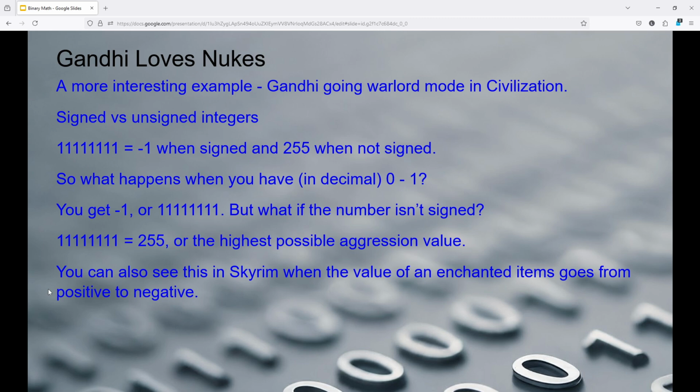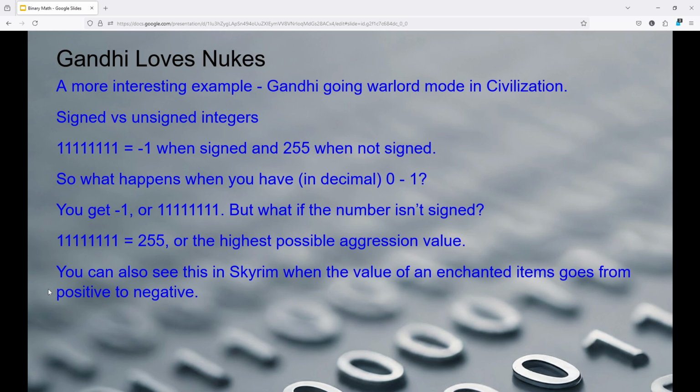So what happened? Well, if you have a byte, 8 bits, and every bit is turned on, so you have 8 ones. Well, there's 2 ways that can be represented. That can either mean -1 when the number is signed. In other words, you want to be able to represent negative numbers, or 255 if it's an unsigned number.